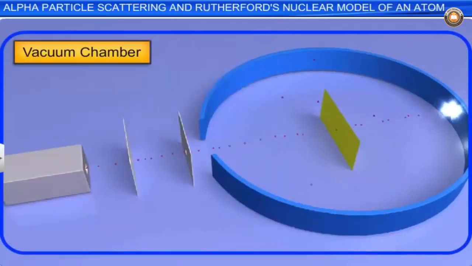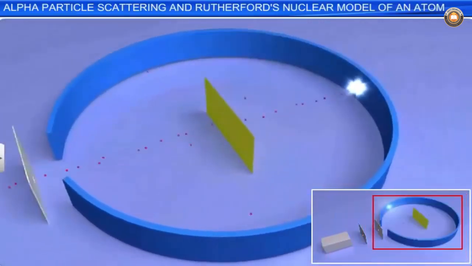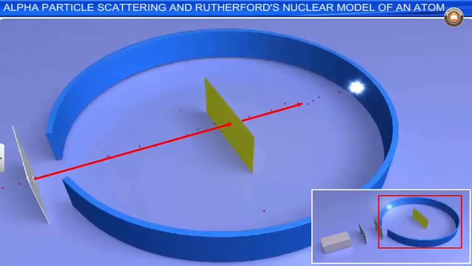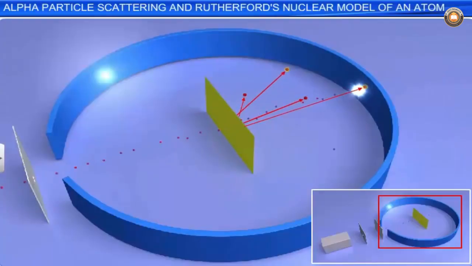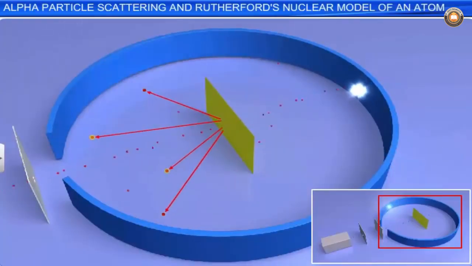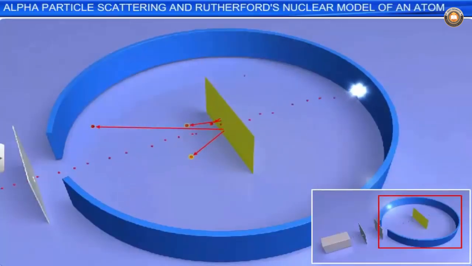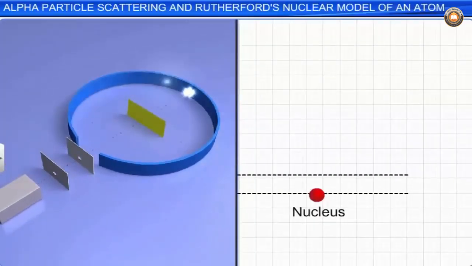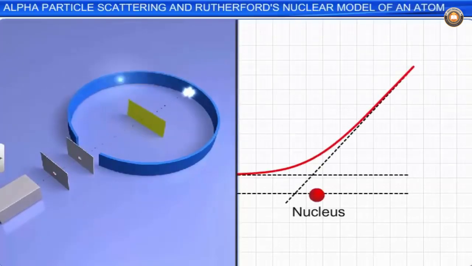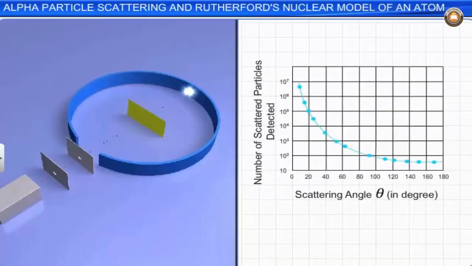It was observed experimentally that most of the particles passed straight through the gold foil without any deviation in their path. A few of them suffered minor deviations, and very few of them suffered large deviations. These deviated particles were studied as a function of the angle of scattering. Angle of scattering is defined as the angle between the path of the incident particle on the gold foil and the path of the scattered particle away from the gold foil. A graph was plotted between the number of scattered particles detected on the y-axis and the scattering angle on the x-axis.